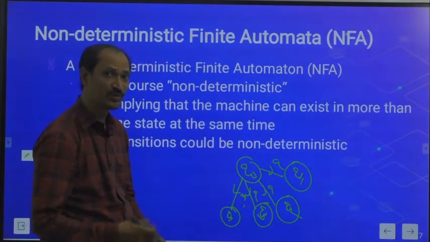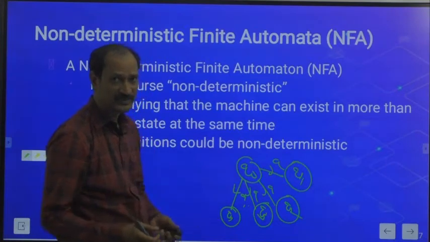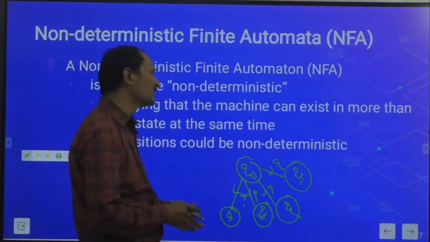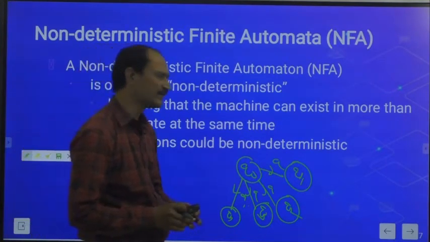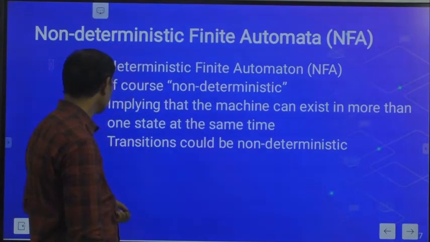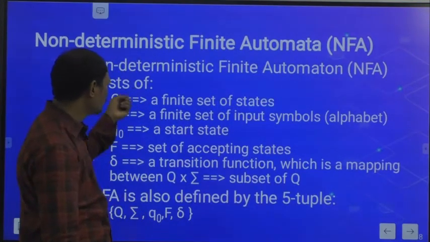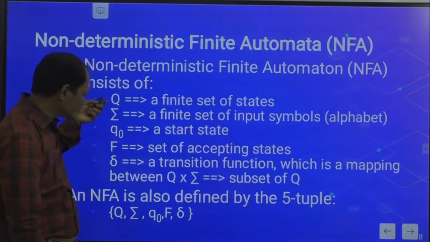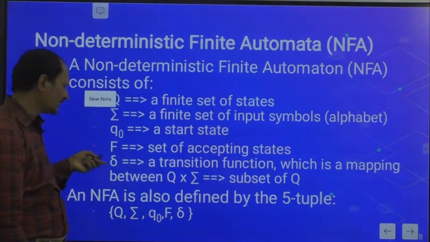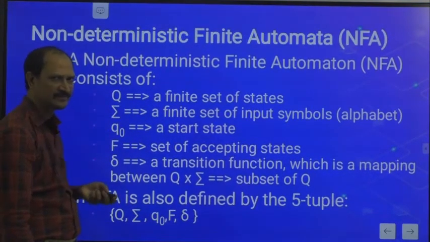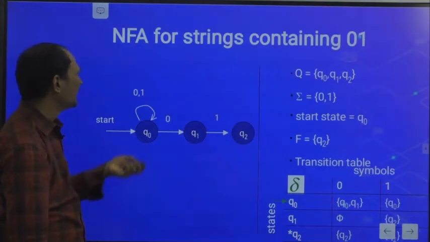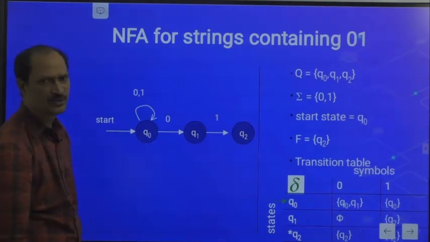What is your next move? I don't know. That is why we say that it is non-determinism. Such type of automata is called an NFA. Now Q, sigma, and delta, Q naught, these are the components. This is how we are going to have an NFA for a string containing 0, 1.